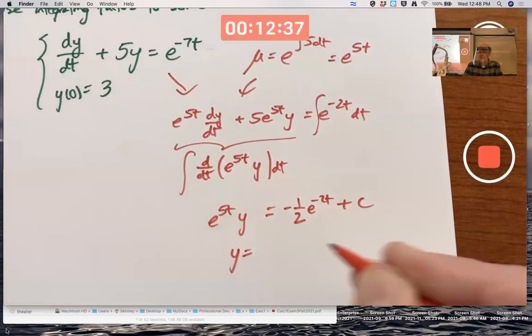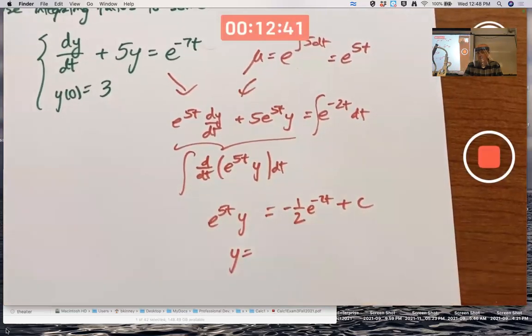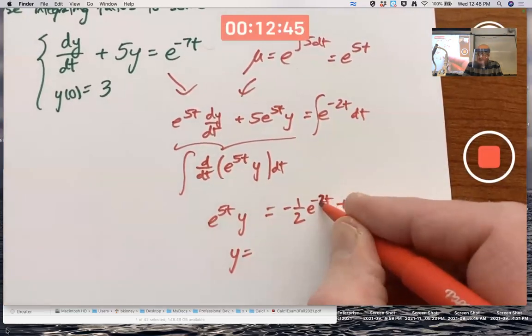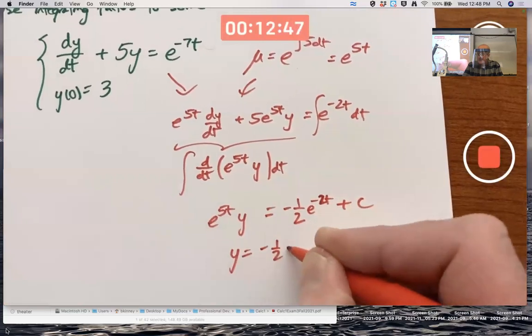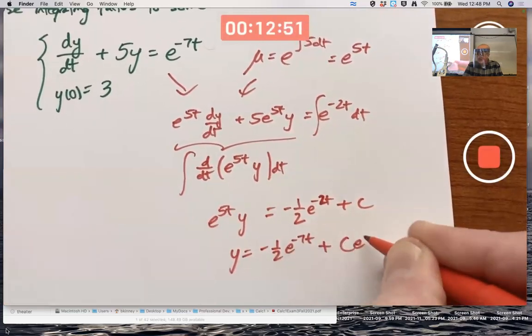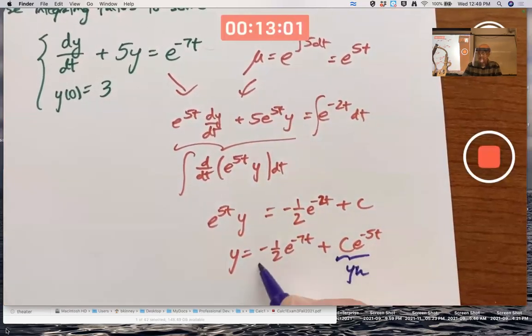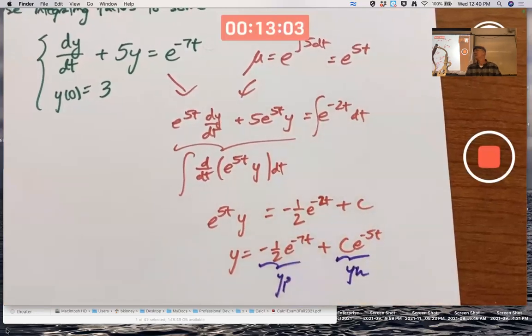Solve for y now by dividing both sides by e to the 5t. Equivalently, multiply both sides by e to the -5t. That gives you -1/2 e to the -7t plus c e to the -5t. And do notice if we had used the method of undetermined coefficients, this would have been the y_h and this would have been the y_p. So it would give you the same thing in the end.